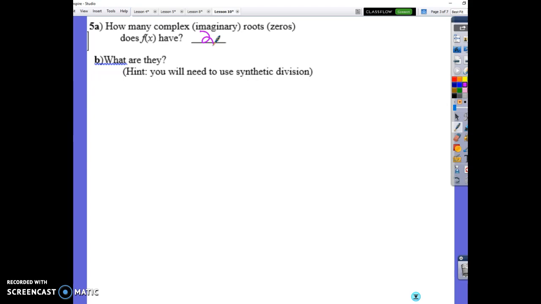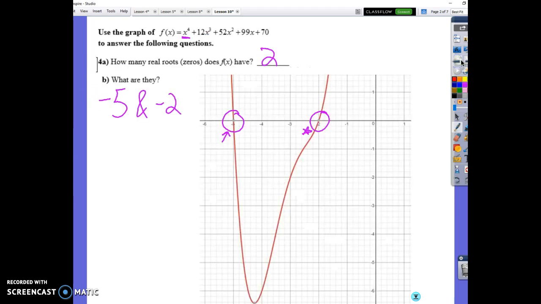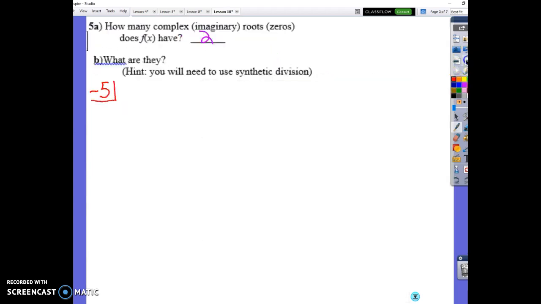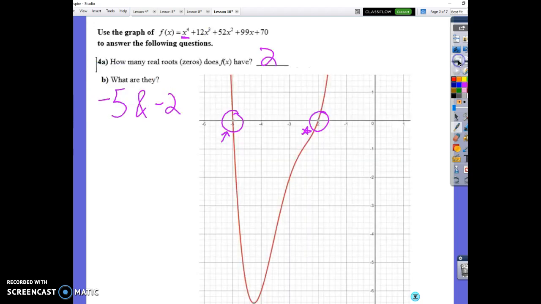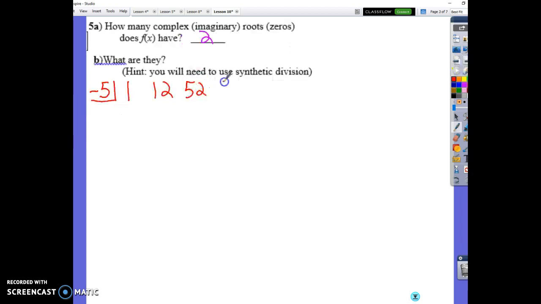So now we need to figure out what these are. We're going to use synthetic division to help find these imaginary roots. We're going to start with the root at -5, and use synthetic division to factor that out of our polynomial. If we look back, we have 1x to the 4th and 12x to the 3rd. So 1, 12, we have 52x squared, 99x, and 70 is our constant. We bring that 1 down, always. We always bring that first number down first.